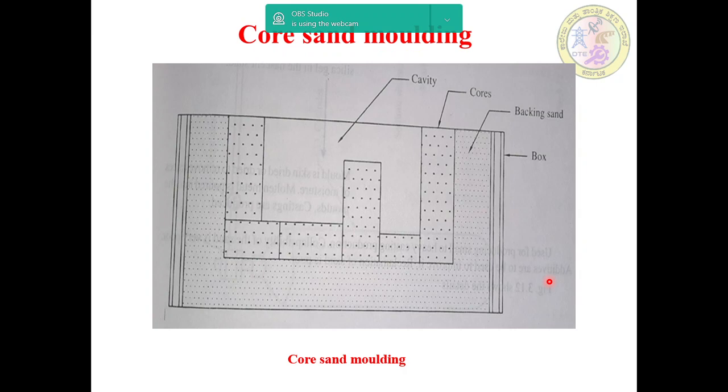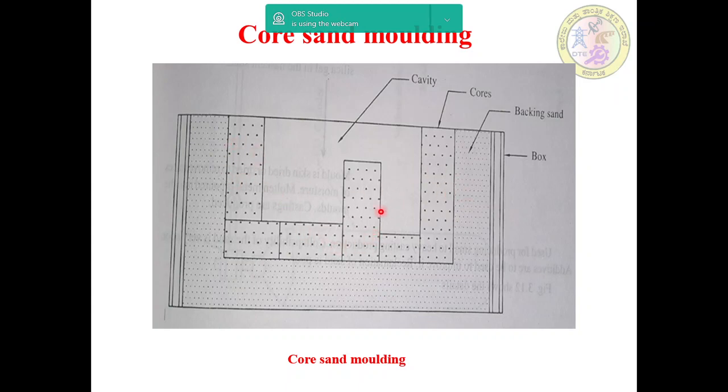Next we'll go for core sand molding. Here, core sand mixture is used to prepare the core blocks. Here in the sketch I have shown the different core blocks. This is one, another one. These are different size core blocks, and then these core blocks when assembled will form the desired mold cavity.